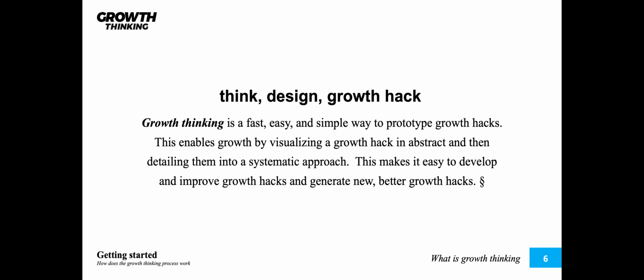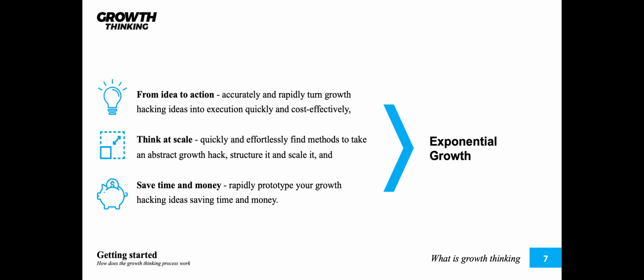So growth thinking is essentially a fast, easy, and simple way to prototype growth hacks. It enables a growth hack by visualizing the growth hack in abstract and then detailing it into a systematic approach. This systematic approach is the design system that is used to think of a growth idea and convert it into action as quickly and cost effective as possible. This makes it easy to develop and improve growth hacks and generate new and better ones as we move along.